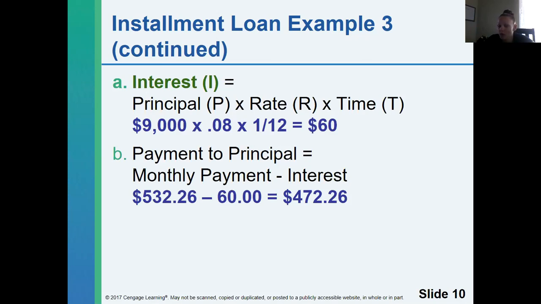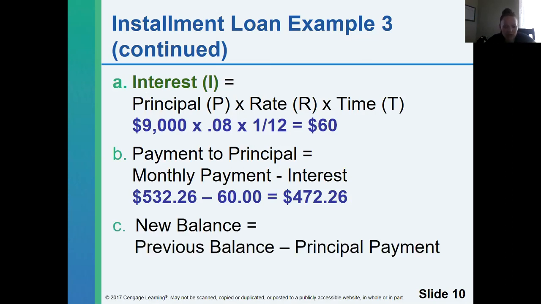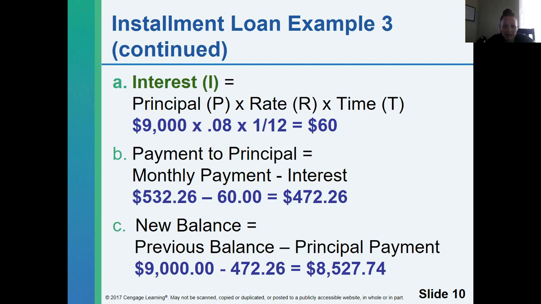So the new balance, you take that previous balance, how much she owed, and subtract the principal payment. So the $9,000 that she borrowed minus the $472 that she paid to the loan. So now if she wanted to pay off her loan, she owes $8,527.74.